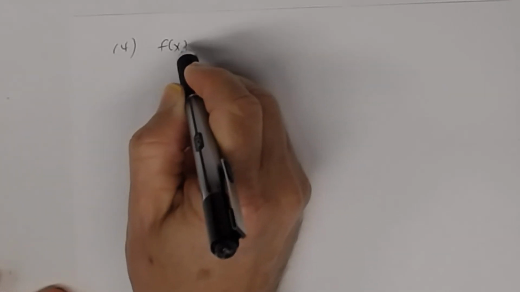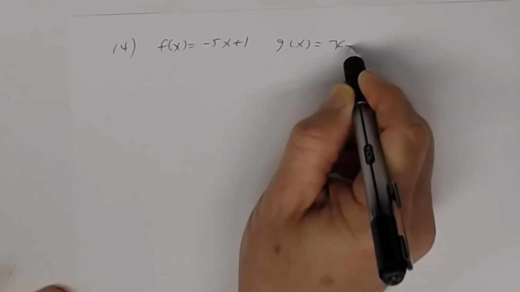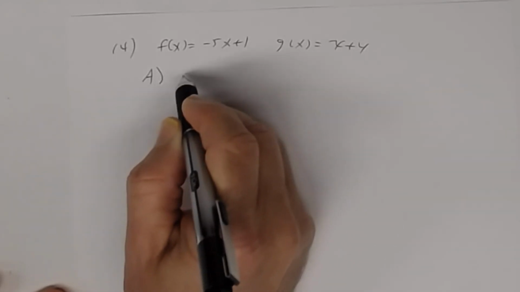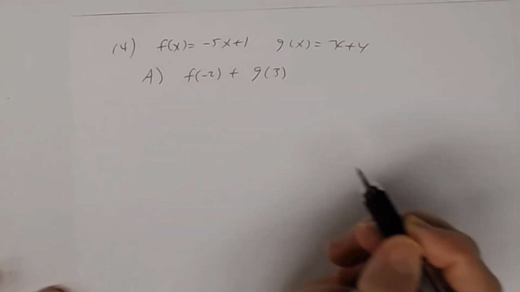So f of x is -5x plus 1. G of x is x plus 4. And in part A, you want to find f of -2, and then you want to find g of 3, and you're going to add those together.